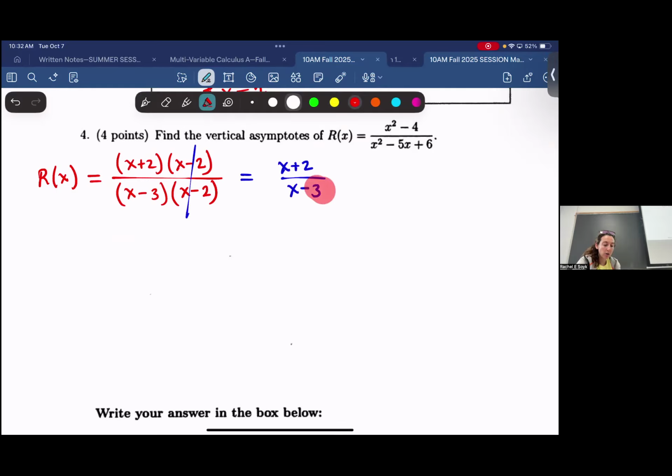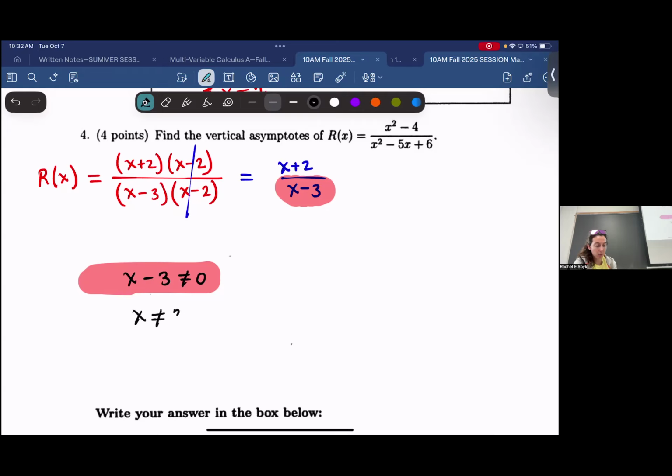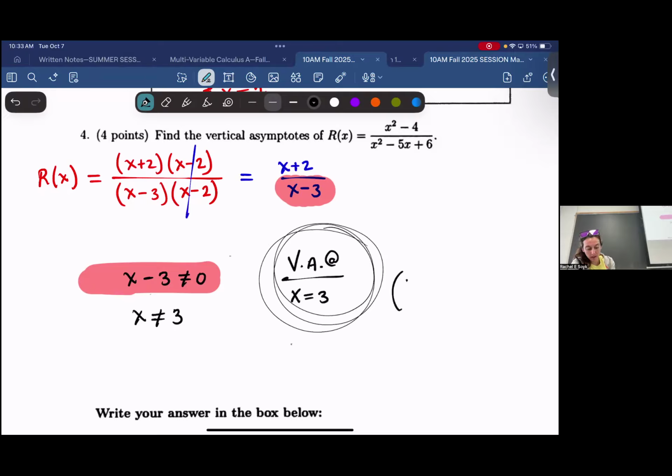Now we are going to go ahead and look at that denominator and figure out all of our possible restrictions. x minus 3 cannot be equal to 0, which means x cannot be equal to 3. And that tells us that we have a vertical asymptote at x is equal to 3. And this is our only vertical asymptote.